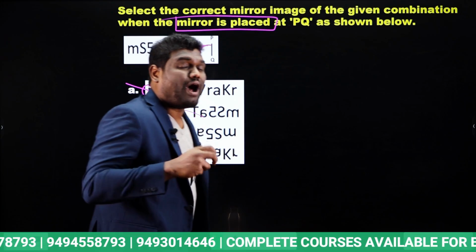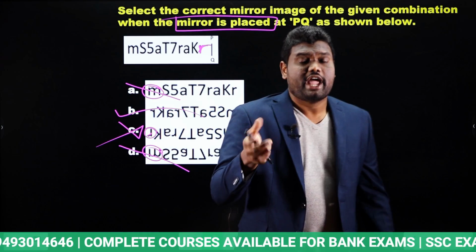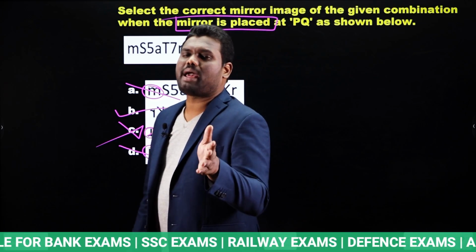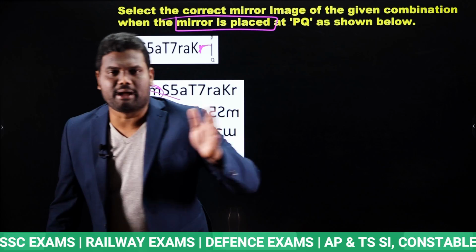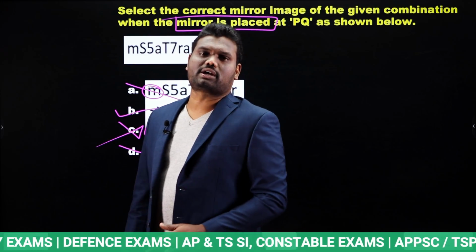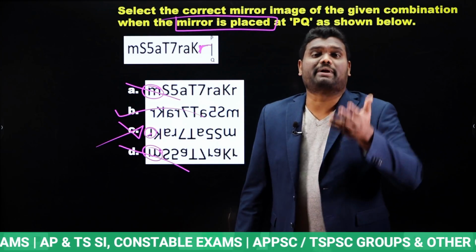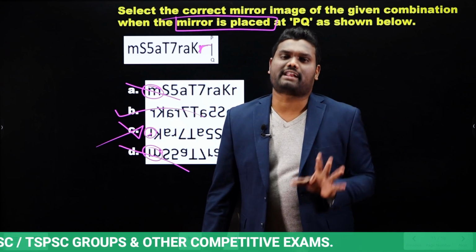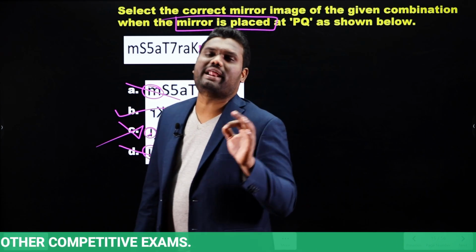If you know what is mirror image and what is water image, and the basic difference between them, you can easily solve it. In mirror image, left will become right, right will become left, no changes in top and bottom. Whereas in water image, top will become bottom, bottom will become top, no changes in left and right. If you know this key point, it is very easy to answer.